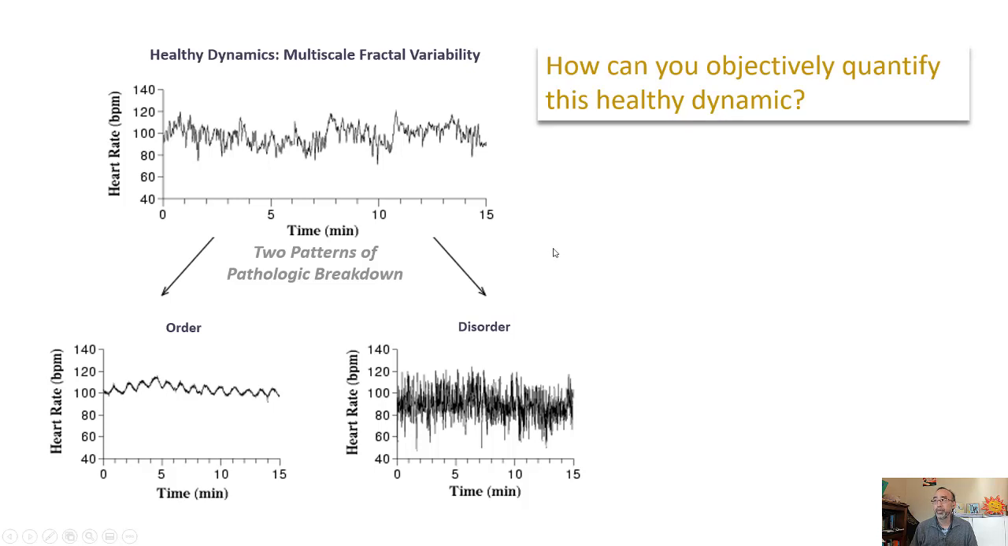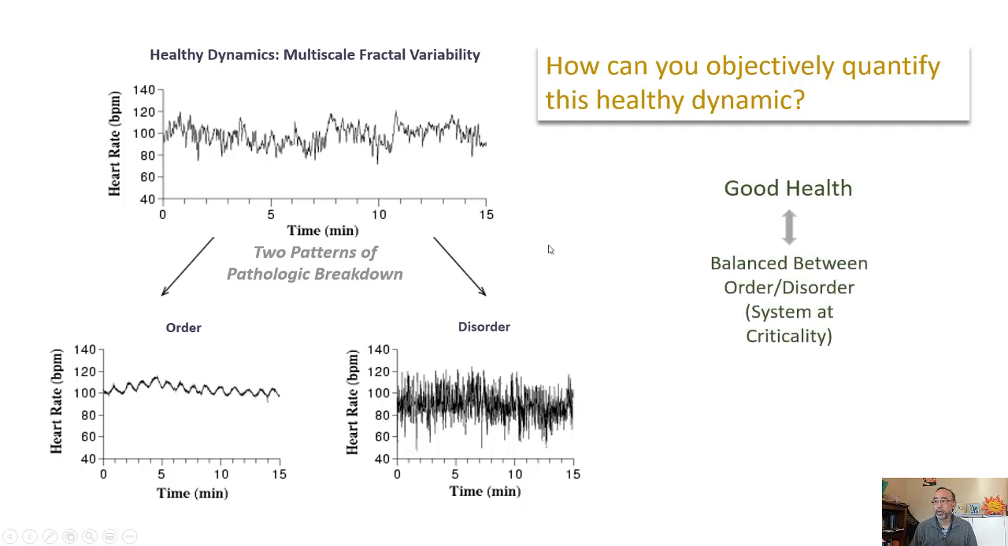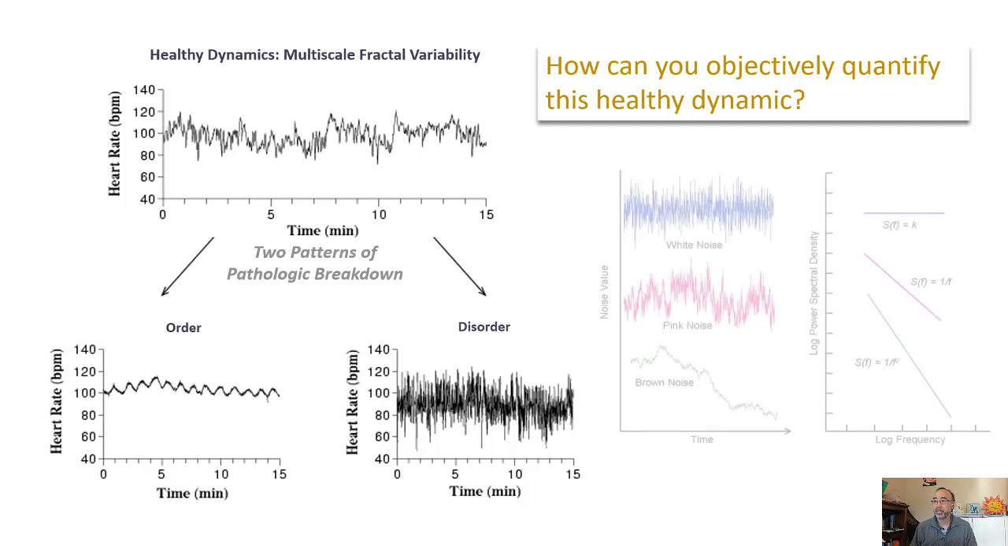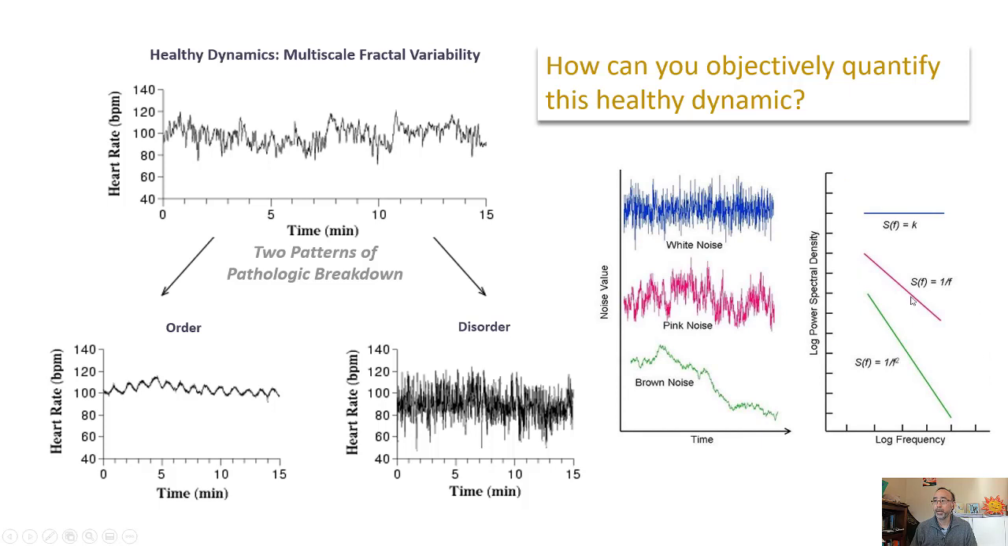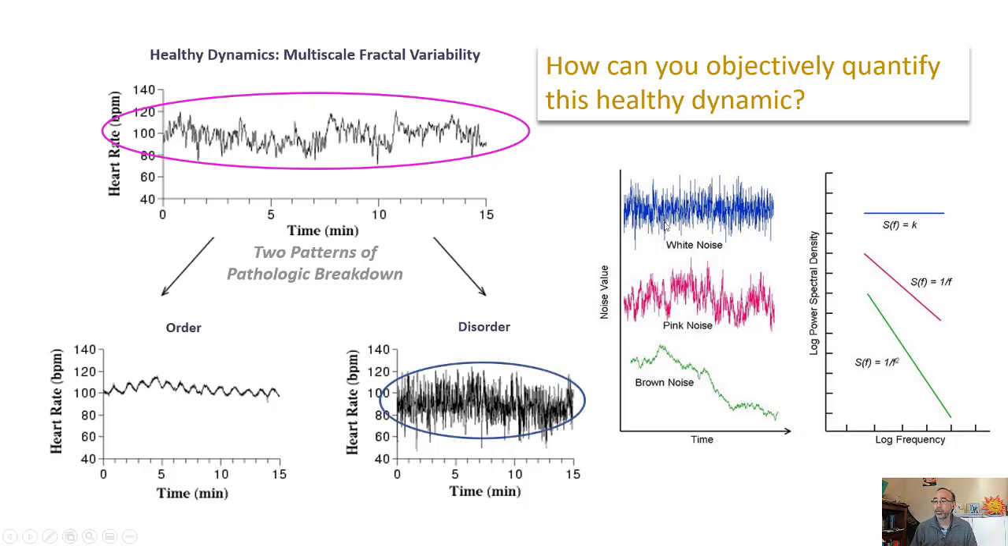We can ask then, how can you objectively quantify this healthy dynamic? And you can make this logical step. First, if good health is truly a balance between order and disorder, and this is just like a system at criticality, and if a system at criticality demonstrates fractal properties, then truly good health must have fractal properties. And since this is a time series, what we're interested in is something called pink noise, which is a balance between white noise and brown noise. The nice balance here is similar to the pink signals that we see here, whereas the breakdown into disorder is similar to white noise, and the breakdown into order is brown noise.